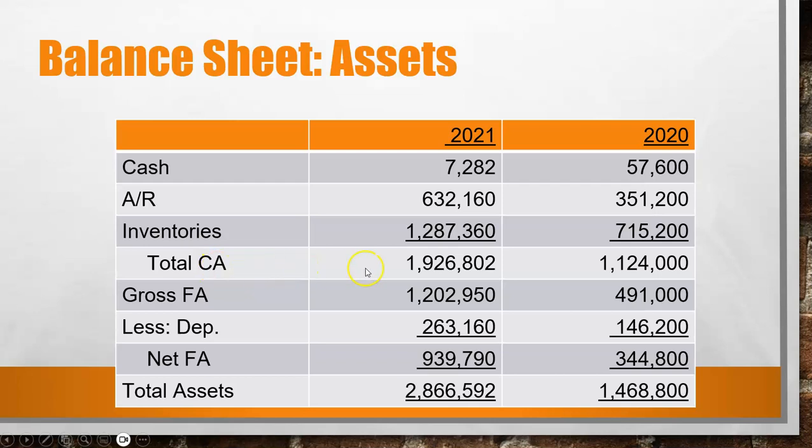This is total CA's, current assets. Our total current assets went up tremendously, mostly in our inventories and our accounts receivable. Our fixed assets went up tremendously. Our depreciation didn't go up very much, so that tells me that we added fixed assets, and our total assets nearly doubled.